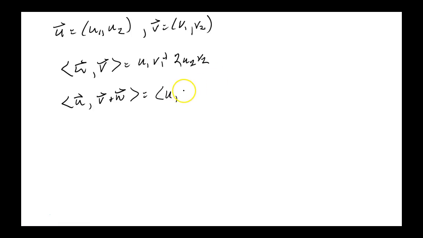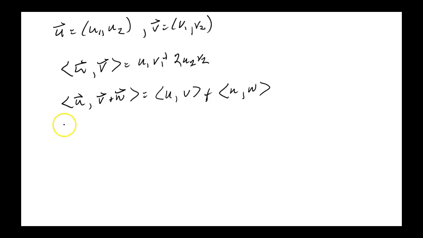This claims it's U, V, comma, plus UW. Okay. Now, how does that work? Oh, well, yeah, that makes sense. No, this is what we're wanting to show is true.